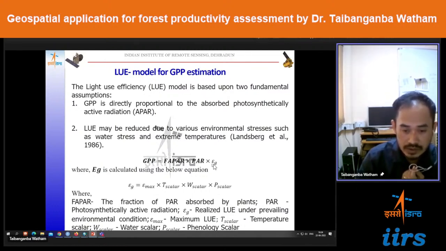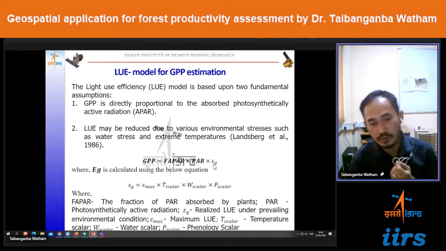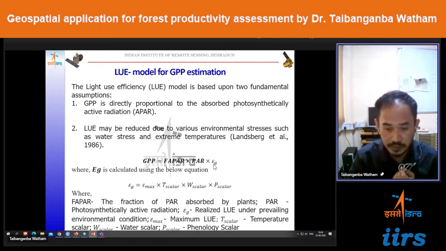Then we can use this EG value in the equation that gives us the GPP, and then we can calculate the GPP easily.